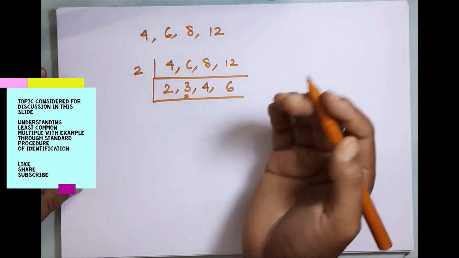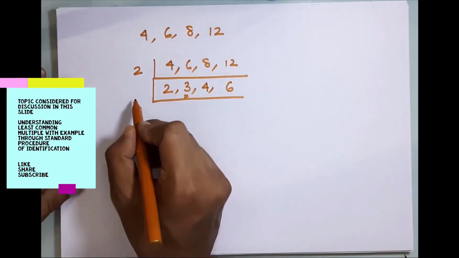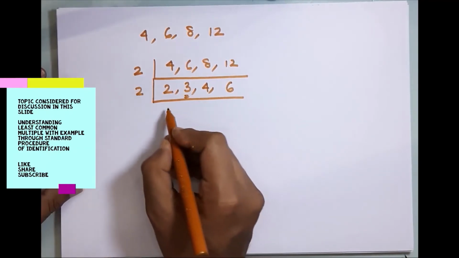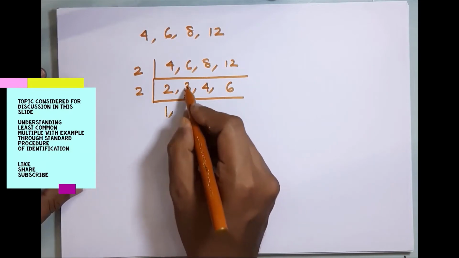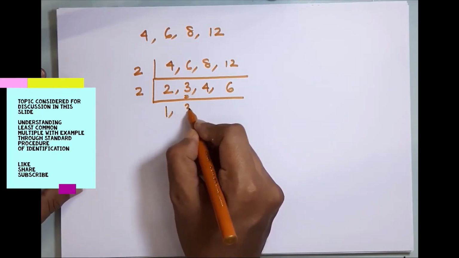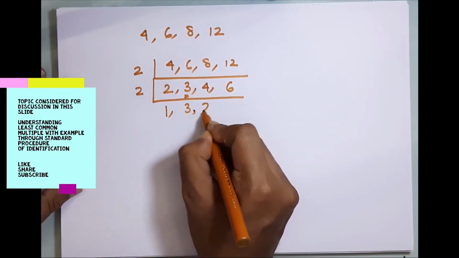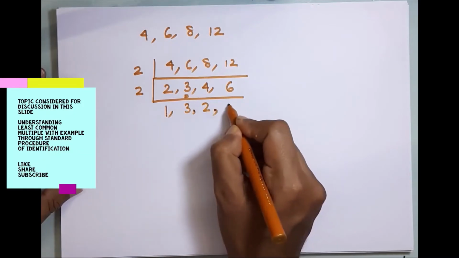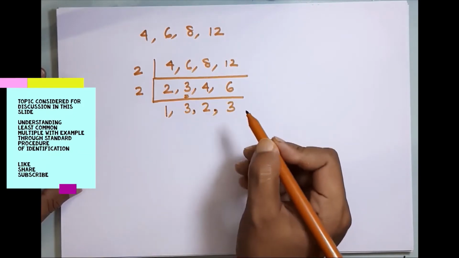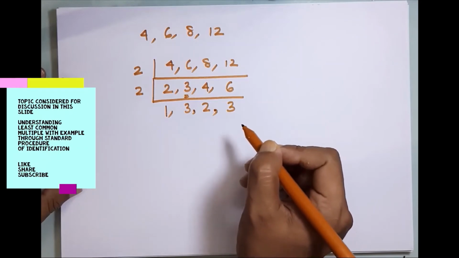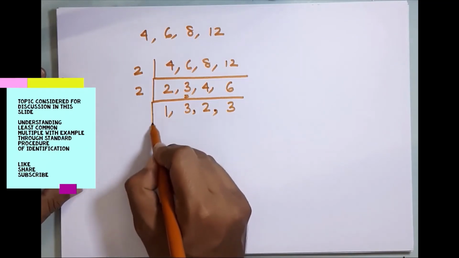This is the process through which we get the LCM. So again I'll divide by 2, so here I'll get 1. 3 cannot be divided, so 3 will come down as it is, and then 2 and then 3. Is there any other factor by which most of the numbers can be divided? Yes, 3 is the factor.